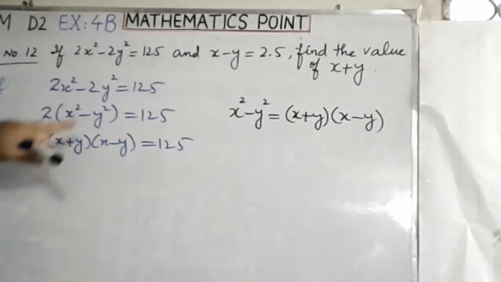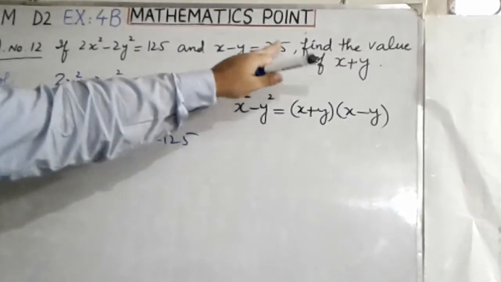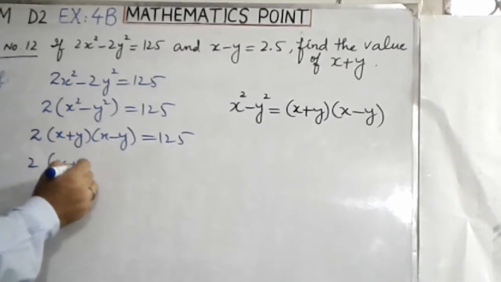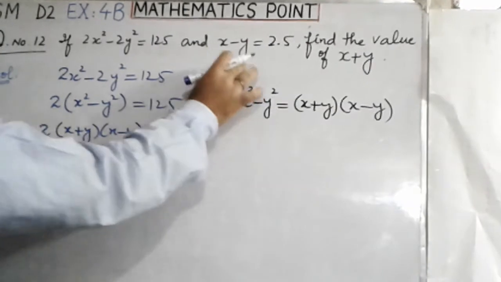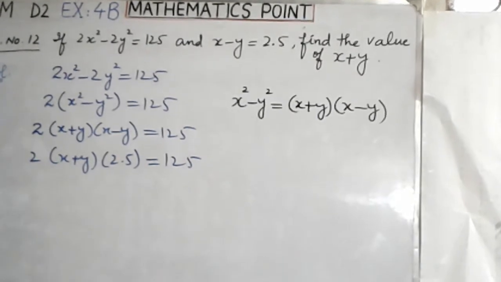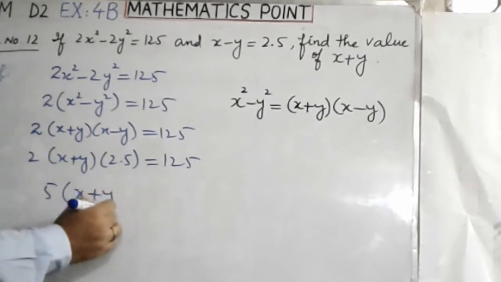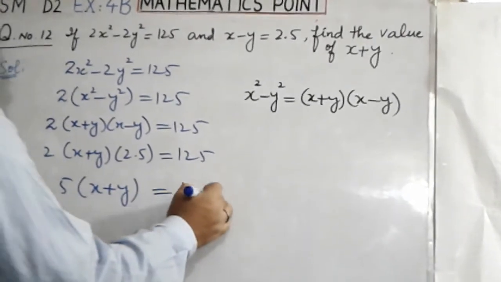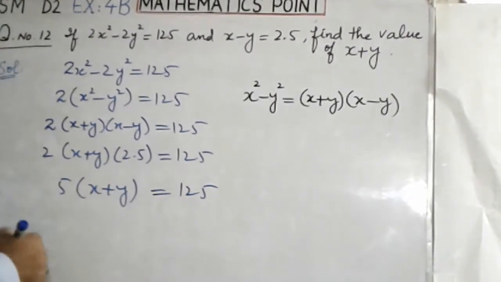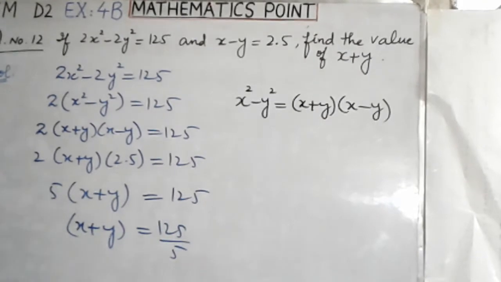Now students, see, one value is given, that is x minus y. The value of x minus y is equal to 2.5. So now put this value here. Write 2, write x plus y, and what is the value of x minus y? 2.5. So 2 into x plus y into 2.5 is equal to 125. Now multiply 2 with 2.5, so the answer is 5. We get 5 into x plus y is equal to 125. Now divide by 5, so we have x plus y is equal to 125 by 5.